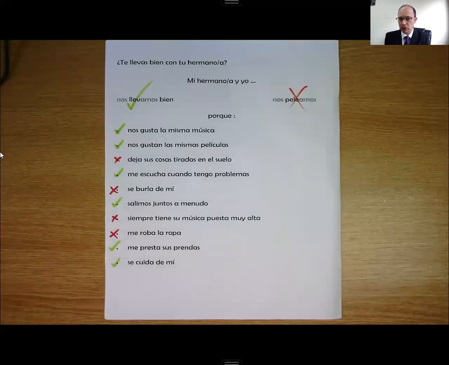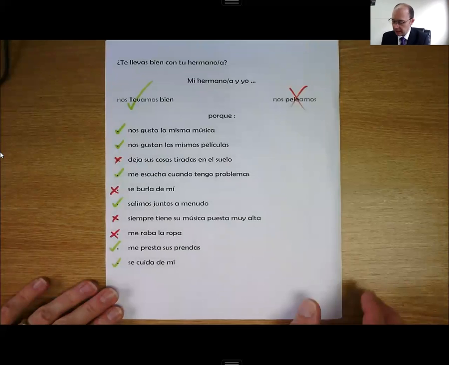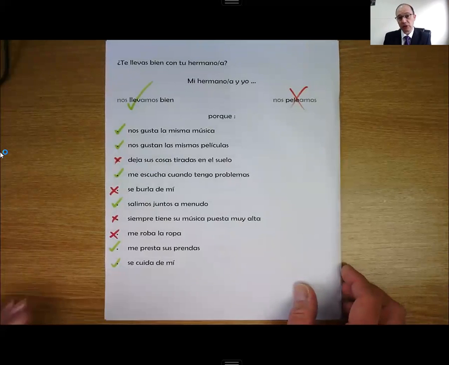Nos gusta la misma música. Nos llevamos bien. Me roba la ropa. Nos peleamos. So they've got to listen really carefully and respond, both in speaking, and if you can get them to do it with the minds as well, it just helps to cement it for them. And in that way, they can show their understanding without needing to use English.